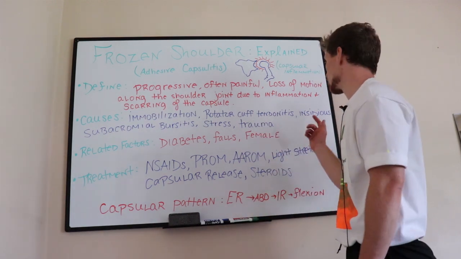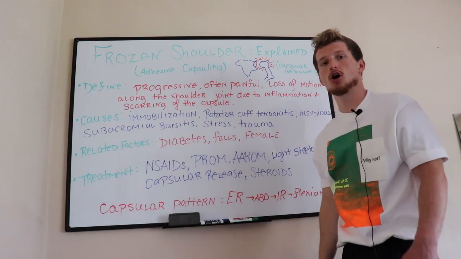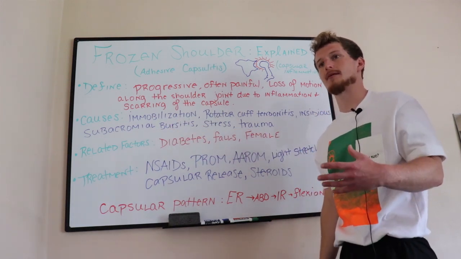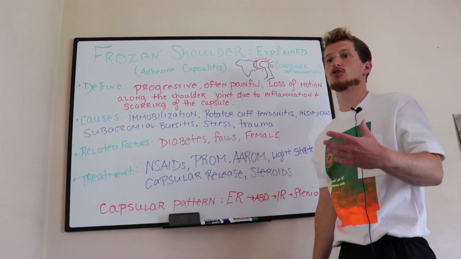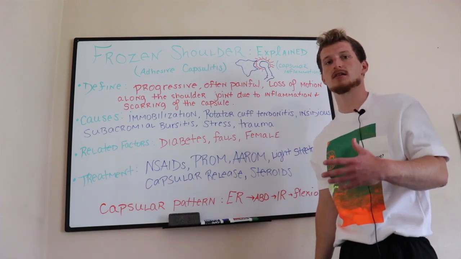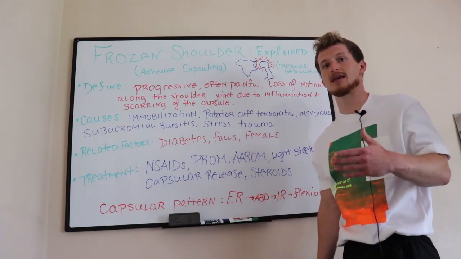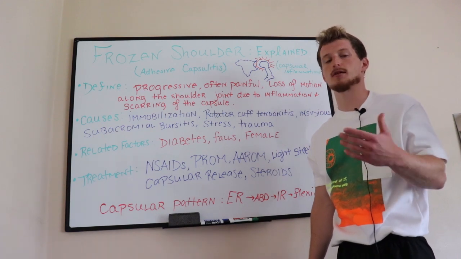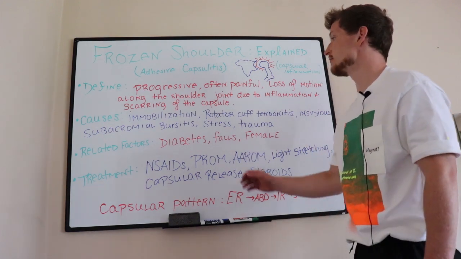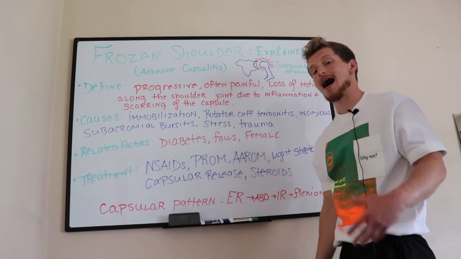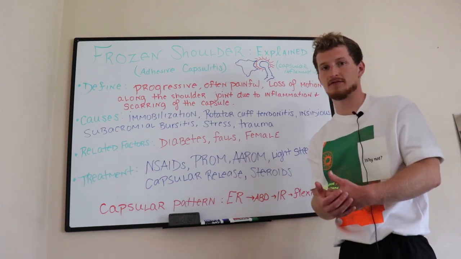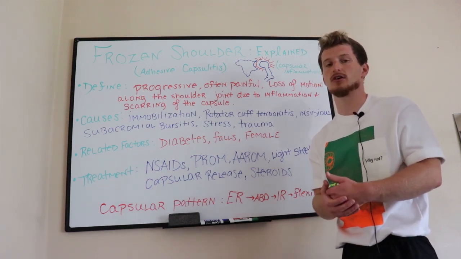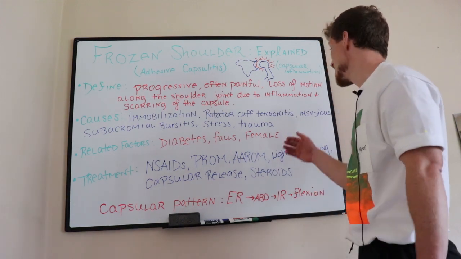Rotator cuff tendonitis or subacromial bursitis are two pathologies that oftentimes spark intracapsular inflammation just because of the nature of these inflammatory processes and the nervous system response to the pain associated with them. Stress would be another one. High stress, again, sparking that inflammatory process, increasing the likelihood of the development of frozen shoulder.